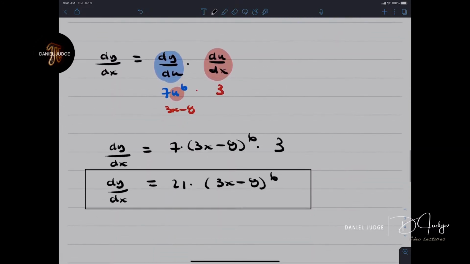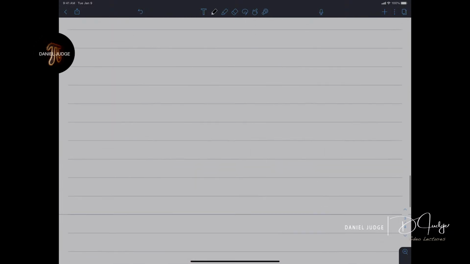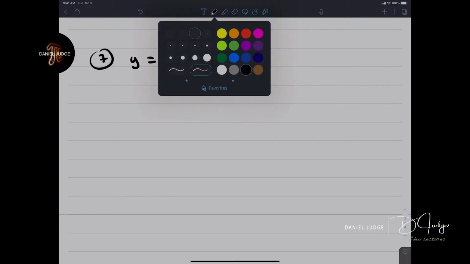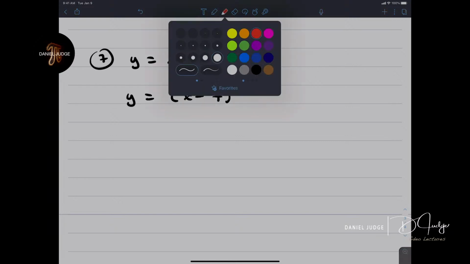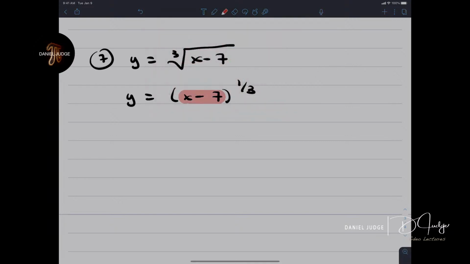Number 5. Number 7. Y is the cube root of x minus 7. Which means y is x minus 7 to the 1/3 power. The function inside your parentheses we're going to call u. So u is simply x minus 7. Then y becomes u now to the 1/3 power.